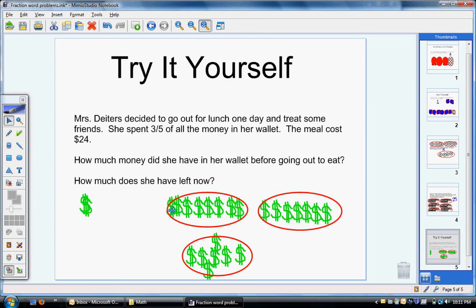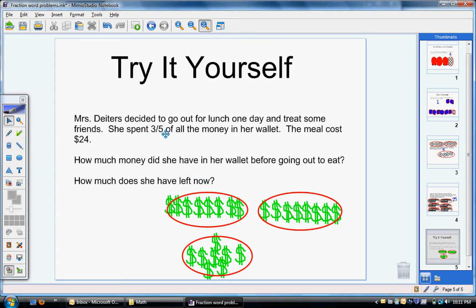I'm getting close now to having all of my dollar signs. And this last one would fill up the last one. Now I can see that each group has 8. 1, 2, 3, 4, 5, 6, 7, 8. So within this fraction of 3/5, we're talking about groups of $8.